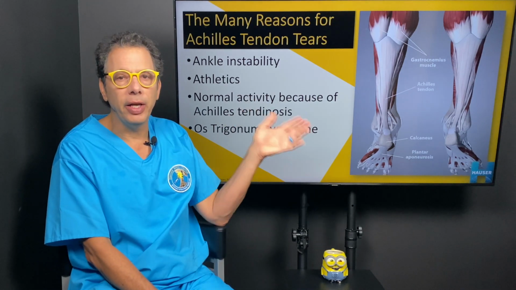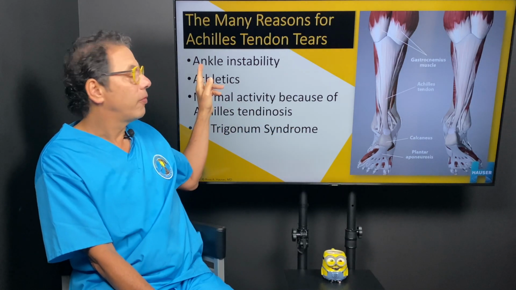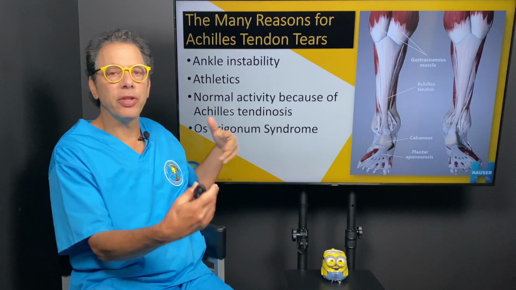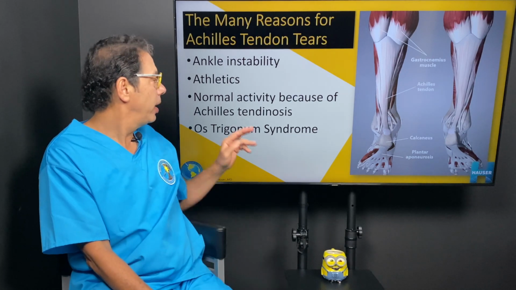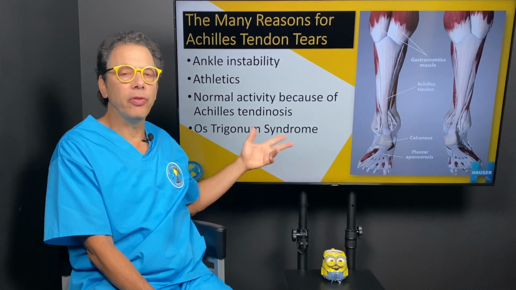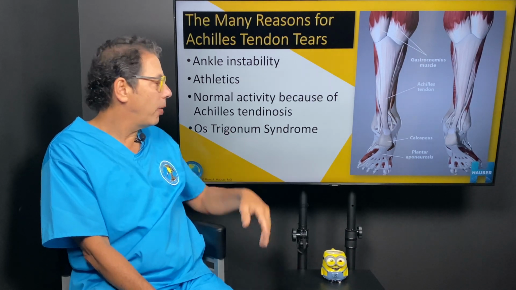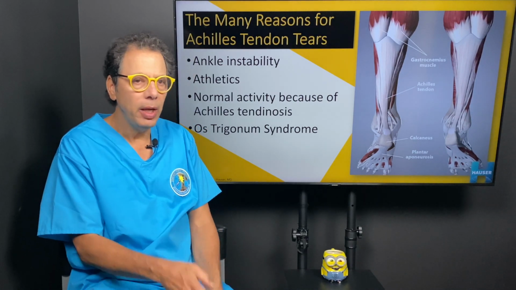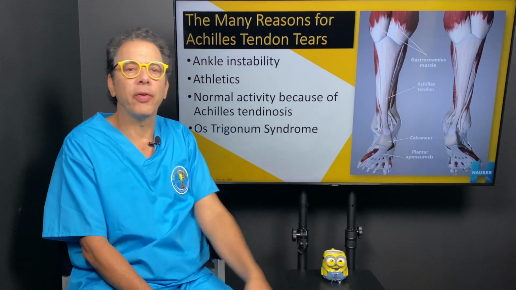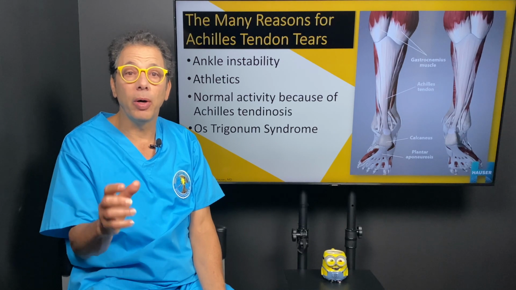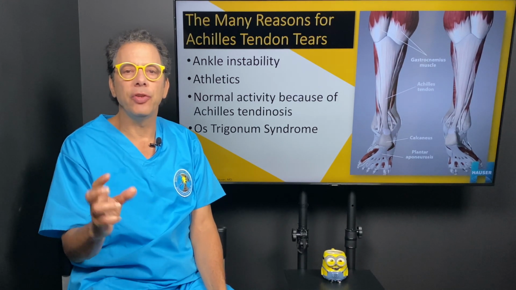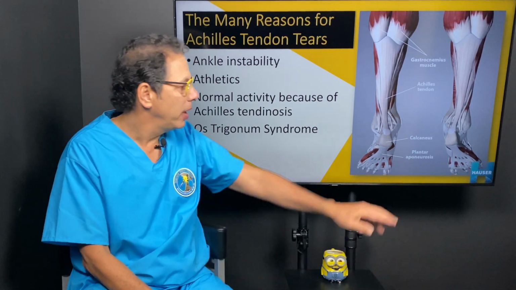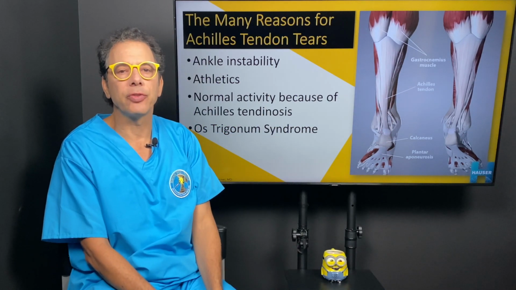Most Achilles tendon injuries or tears occur from ankle instability, athletics, normal activity, which then causes an Achilles tendon tear because the Achilles had tendinosis, which I'll talk about, and Os Trigonum Syndrome, which is a very common syndrome that people have. Now we see here the Achilles tendon attaches to the calcaneal bone. That's the heel bone. So if somebody has ligamentous injury around the ankle, the calcaneal bone can move too much, and if it moves too much, the Achilles tendon then tries to stop that extra motion.